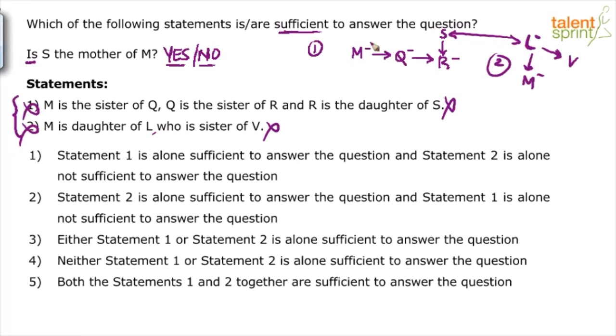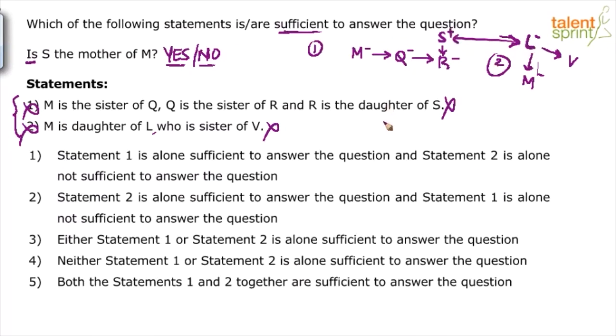Yes or no? Statement 1 says M is the daughter of S. Statement 2 says M is the daughter of L. So S and L have to be married. And we now also know that L is female. If L is female, obviously S would be male. So in the earlier case where the gender of S was not known to us, we were worried about the gender of S. Now it's very clear. Because S and L are married to each other and L is female, S has to be a male person.